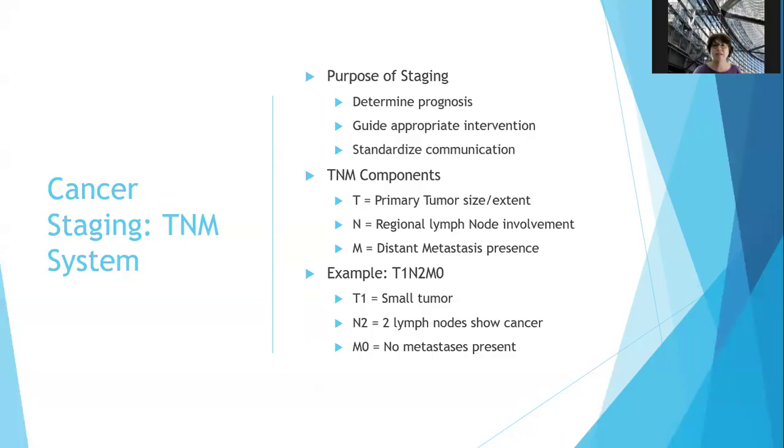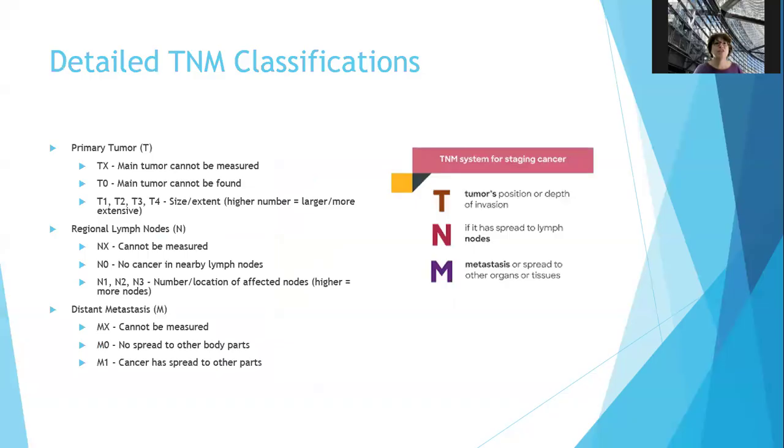The example is it'll say T1, N2, M0. T1 means you have one small tumor, N2 means 2 lymph nodes involved, and M0 means no metastases. So you can kind of get the idea. If it said T3, N5, M1, you could figure it out. Those are the details of that. I don't necessarily expect you to know this level of detail, but there it is.